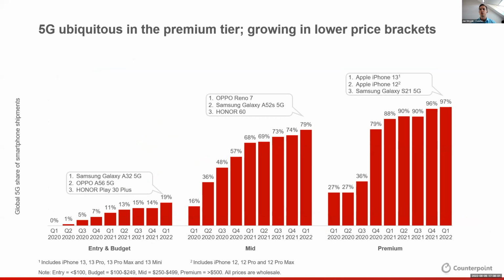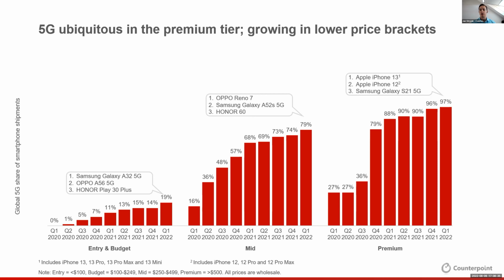So here we have 5G penetration within various price points. On the left we have the entry and budget tier, as we call it. For entry, we mean anything that's sub $100 wholesale. Budget is $100 to $249. So the part of the chart on the left is anything under $250 wholesale. The mid tier in the middle is $250 to $500, and then premium is anything over $500 on the right.